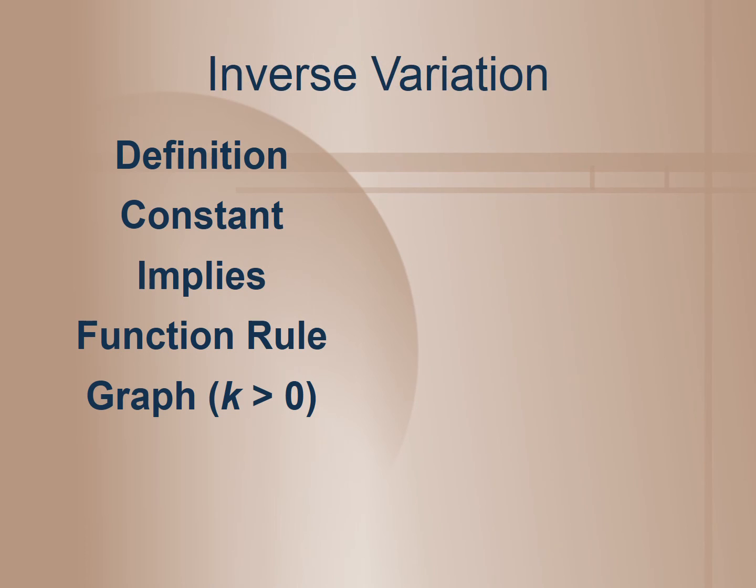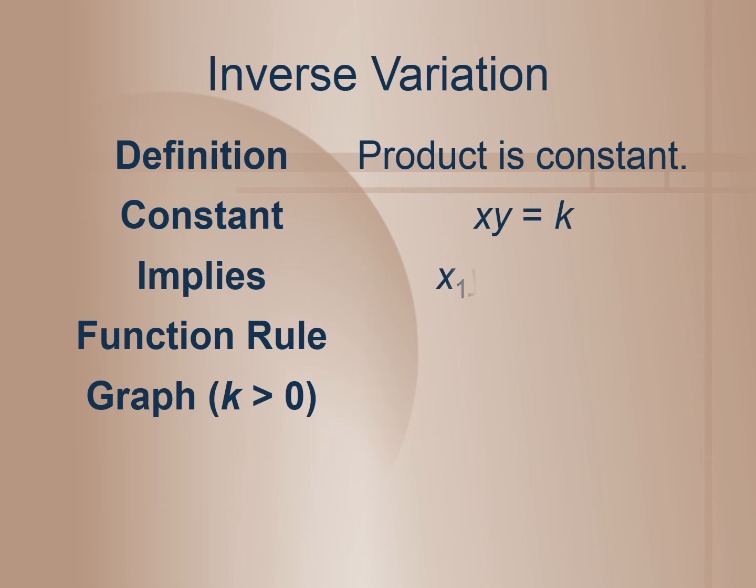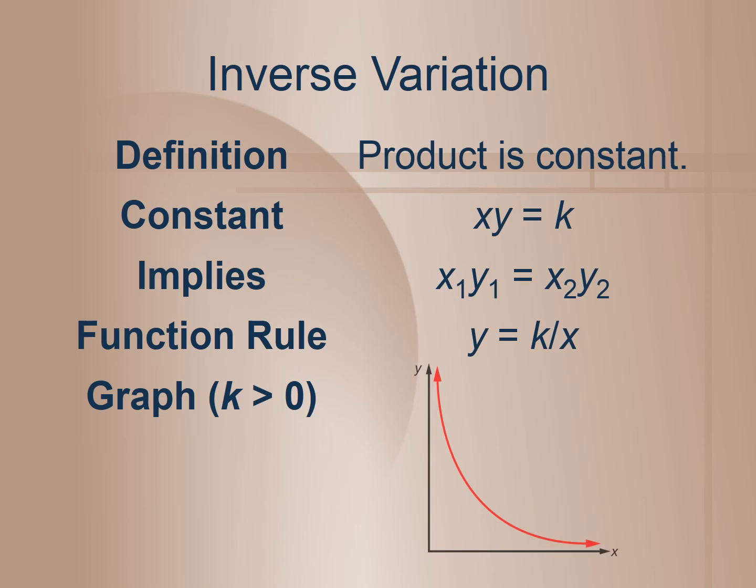Then let's review inverse variation. This one, the product is constant, which means to find our k, we have to do x times y. And that implies that x1 times y1 equals x2 times y2. To find our function rule, we'll do y equals k divided by x. And then the graph of an inverse variation will look like this. Notice that it doesn't ever go through the y-axis or the x-axis.